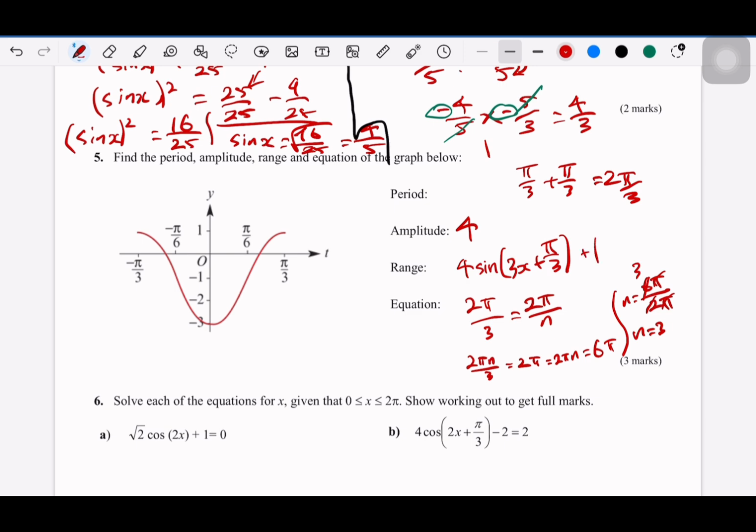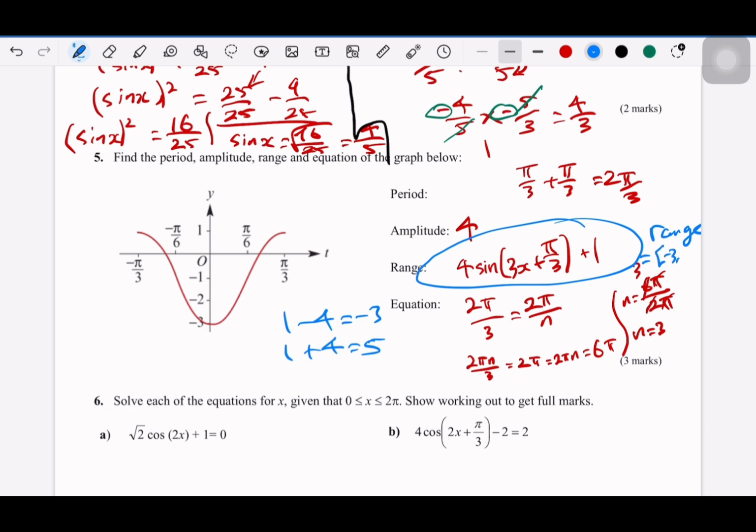So this right here is going to be our equation. And in order to find the range, you have to do what we did earlier, which is this number here, 1, plus and minus the 4 in front of sine. So we're going to do that. 1 minus 4 equals negative 3. 1 plus 4 equals 5. And so our range is going to be negative 3 to 5, included brackets.